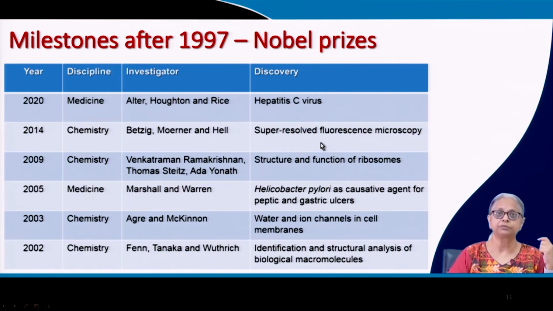2014, chemistry, Betzig, Moerner, and Hell came up with a new method, super-resolved fluorescence microscopy. For those of you who are familiar with this, fluorescence microscopy has come into its own in the last 20 to 50 years, maybe more. Fluorescence microscopy is a type of optical microscopy, and those who know might know that optical microscopy has a limit. You can magnify only 1000 times. With super-resolved fluorescence microscopy, they've been able to go down to the nanometer level, which means 100,000 times or even more magnification.